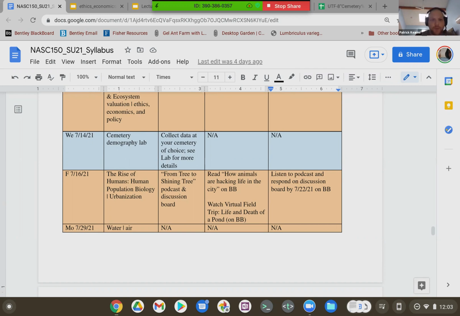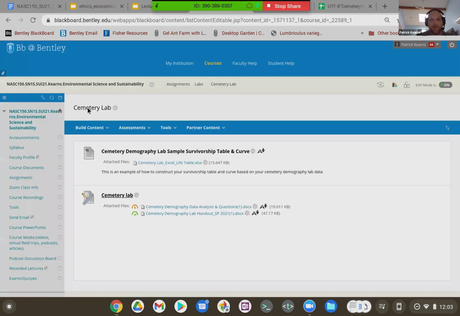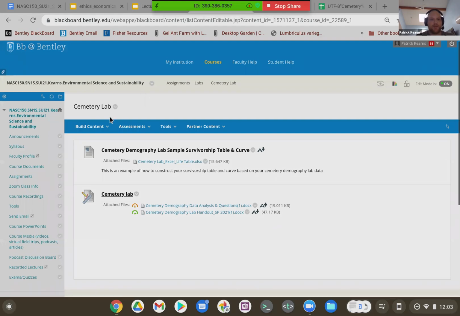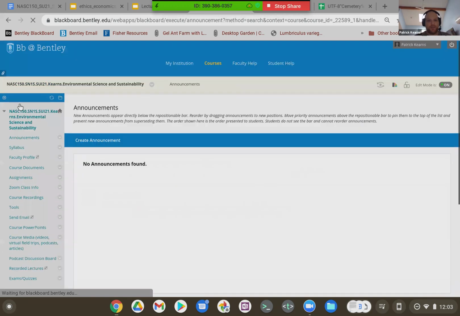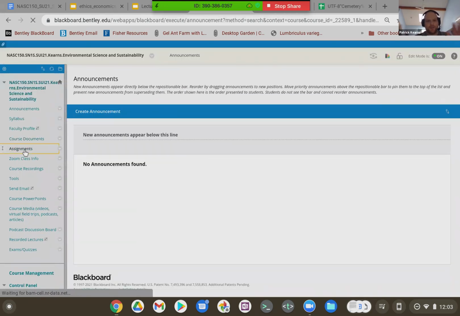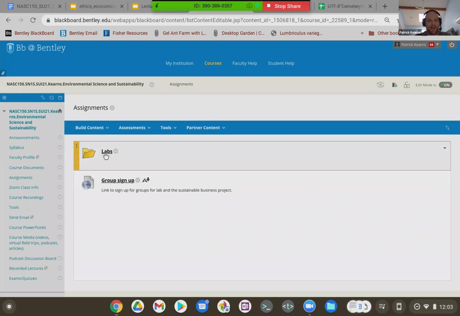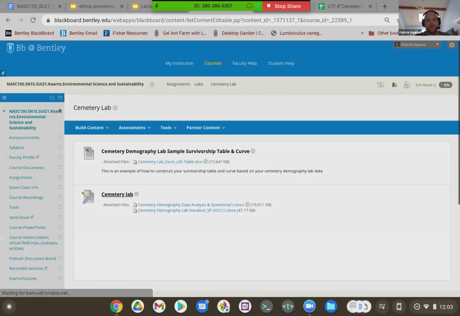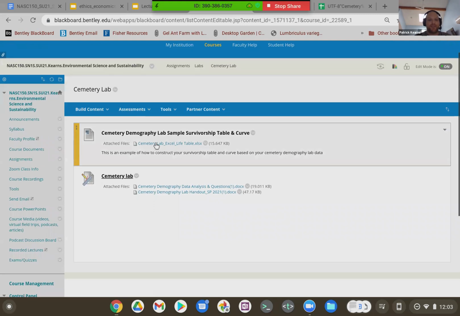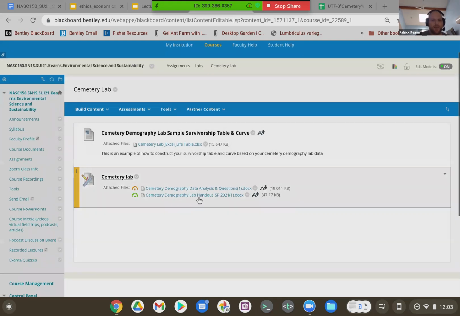So let's meander over to Blackboard for just a second here, just as a reminder of where things are. If you're on the main page, you come in and it looks probably something like this. You go over to assignments, you go over to labs, and then your cemetery lab, which I'm doing here first off, is going to be here. There's an example Excel file here. We're going to go through this in a second, and then there are questions. This is what you're going to be turning in, and then there's a handout that basically tells you how to do things.